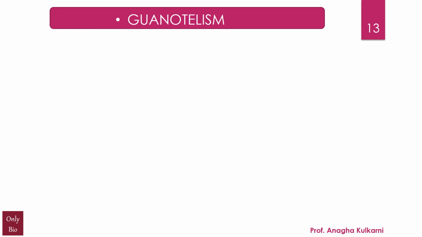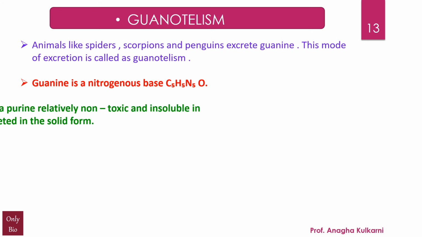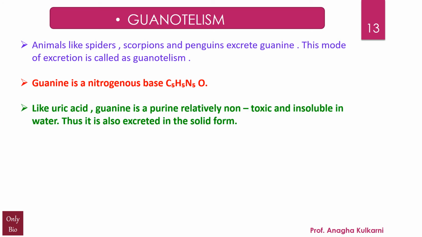Friends, there's another mode of excretion which is little heard and that's guanotelism. Animals like spiders, scorpions, and penguins excrete guanine. So, this mode of excretion is called guanotelism. Guanine is a nitrogenous base. The formula is C5H5N5O. Like uric acid, guanine is a purine, relatively non-toxic and insoluble in water. Thus, it is also excreted in the solid form.